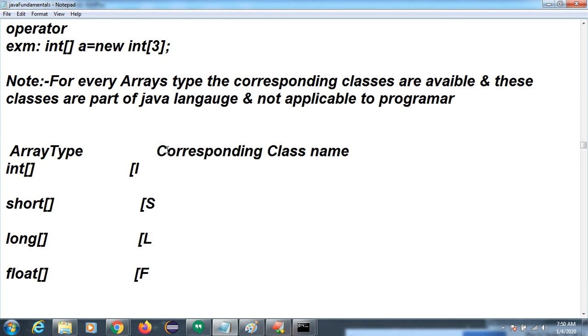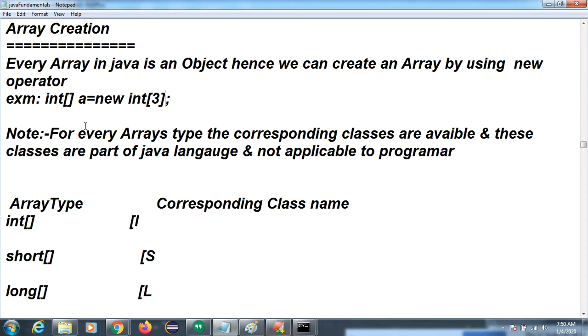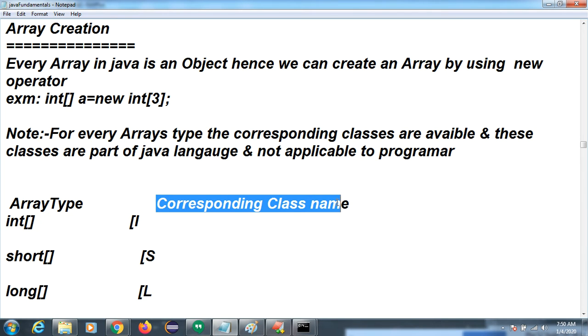So for every array type, what happens if you write any array type? Internally it is a class. How is it a class? Because when you are creating an object, how do you create it? Class name, reference variable, new, and class name, right? So internally it is a class only. This is called the corresponding class name.